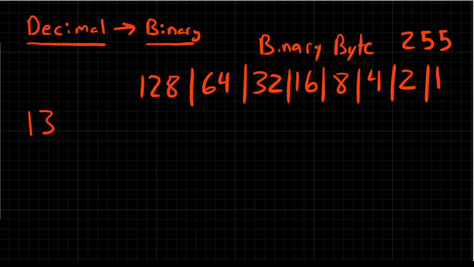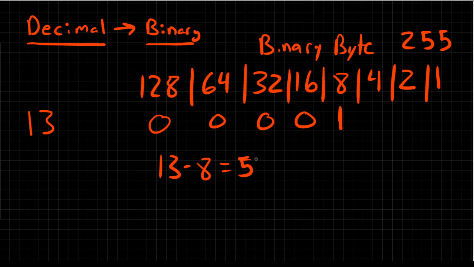So if we look at the number 13, I'm going to say, all right, which one of these places over here to the right will go into 13, which is the largest one? Well, that is going to be the number 8. So I'm going to put a leading 0 in all of the places that won't go into 13. I'm going to put a 1 in the 8 spot. Now I'm going to say 13 minus 8. That will leave me with the number 5. Will 4 go into 5? Yes, it will. So I'm going to subtract 4, put a 1 in the 4's place, and that will leave me with the number 1.